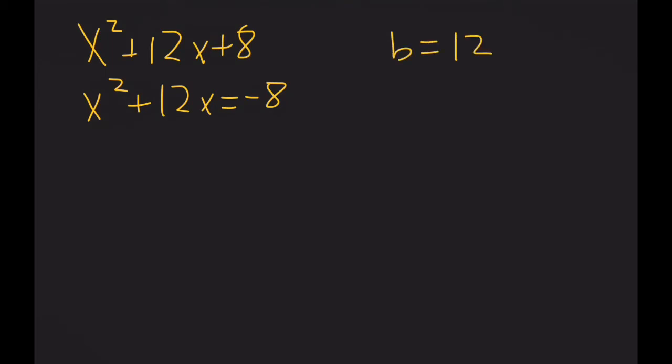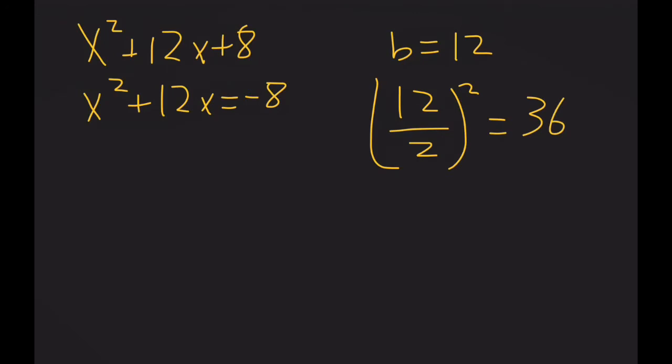And then we're going to do b over 2 squared to figure out what we're going to have to add on both sides. So that will be 12 over 2 squared, which is equal to 36. So you add 36 to both sides. X squared plus 12x plus 36 equals negative 8 plus 36, which is 28.